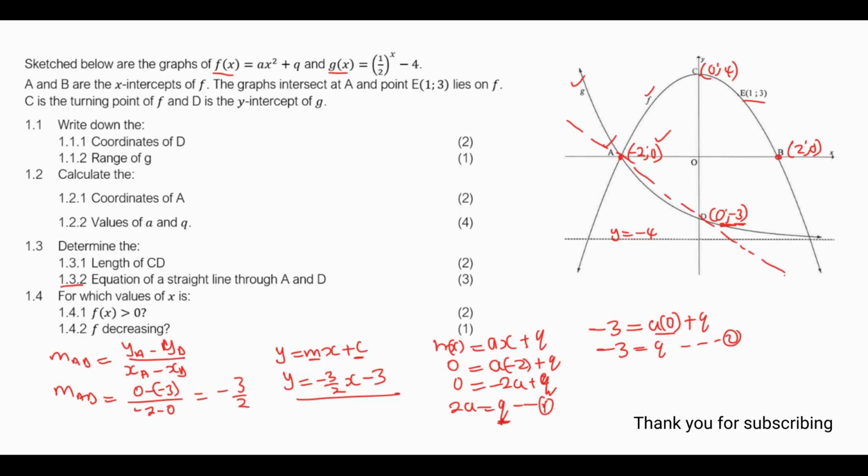Then substitute equation 2 into equation 1. Where there's q, we put -3. So 2a is equal to -3. Then we divide by 2 on both sides of the equation, so a is equal to -3/2. That's the value of a, and that's the value of q. Therefore, the straight line, let's call it h(x), is equal to -3/2 x minus 3, which is just the same as this.